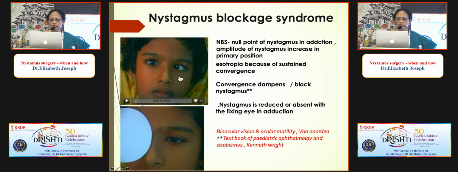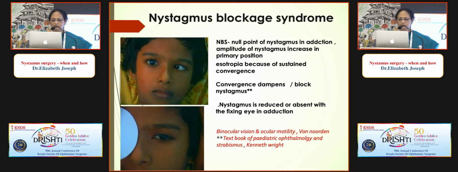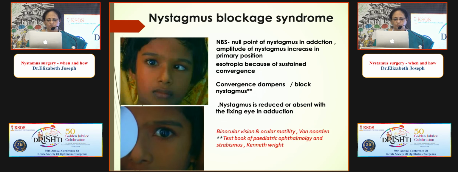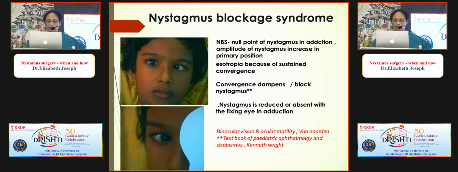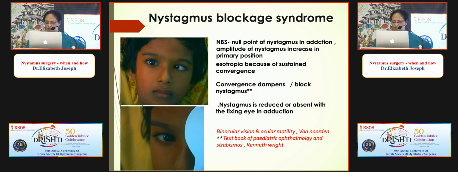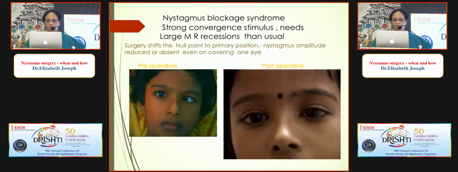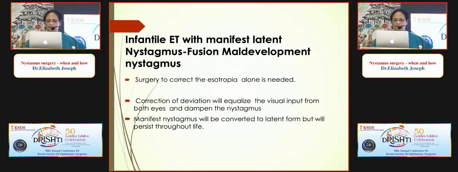Nystagmus blockade syndrome, patient presents with esotropia, and when you cover the other eye, there is a nystagmus in the primary position. Because of the nystagmus in the primary position, which is dampened by the convergence, patient presents with a convergent squint. This can be easily tackled by the usual surgery for the convergent squint, but you have to increase the amount of surgery on the medial rectus.